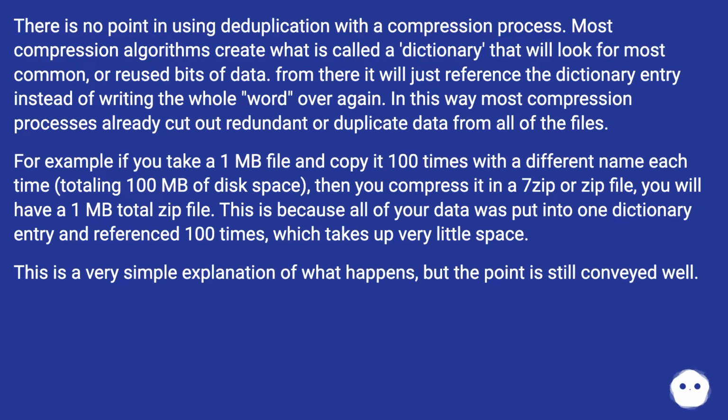For example, if you take a 1 MB file and copy it 100 times with a different name each time, totaling 100 MB of disk space, then you compress it in a 7-zip or zip file, you'll have a 1 MB total zip file. This is because all of your data was put into one dictionary entry and referenced 100 times, which takes up very little space. This is a very simple explanation of what happens, but the point is still conveyed well.